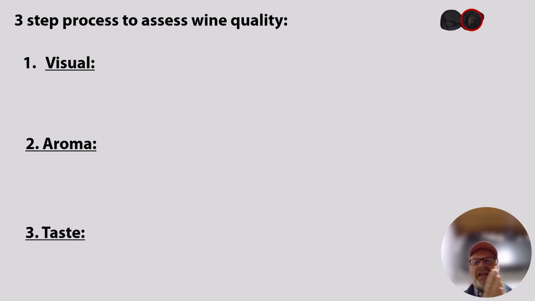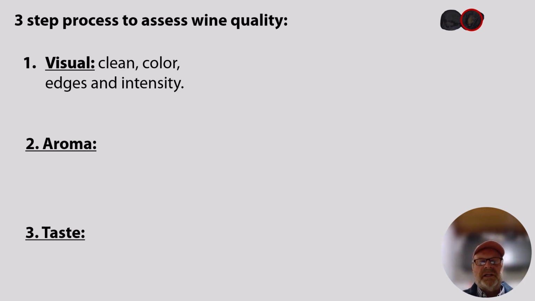So the smaller the berry, our experience for the three-step process to assess the wine quality is going to be a more interesting one. So in visuals, we're looking for a wine that is clean. We're going to be looking at the color. We're going to be looking at the edges. Normally the edges have a different color or intensity than the wine in the center. This is all information that is going to allow us to understand the quality of a wine.